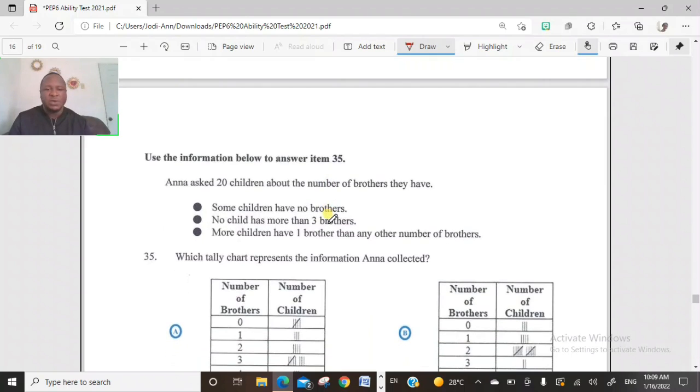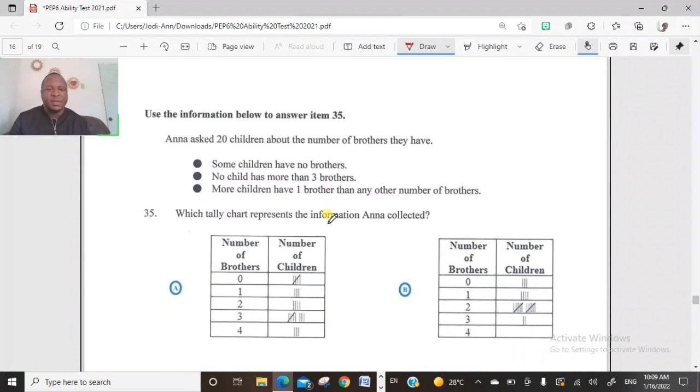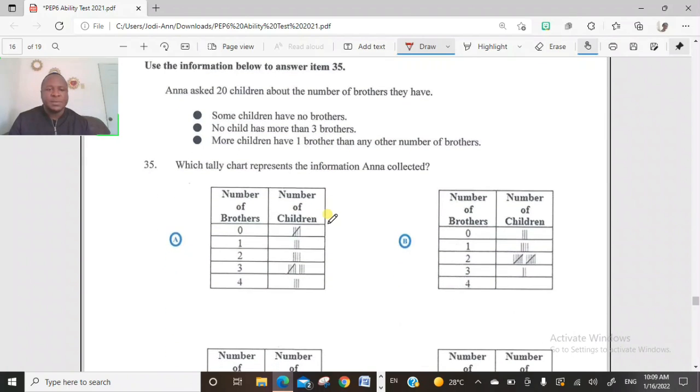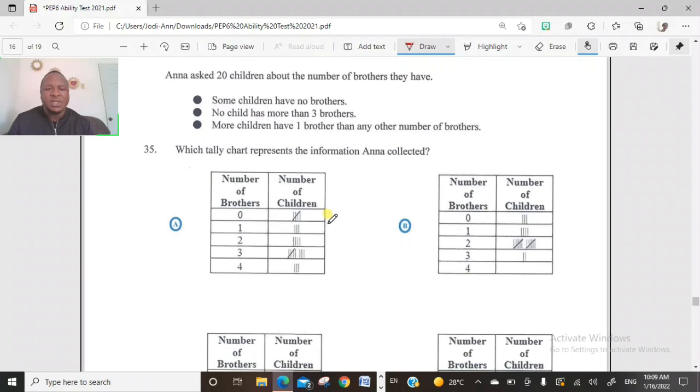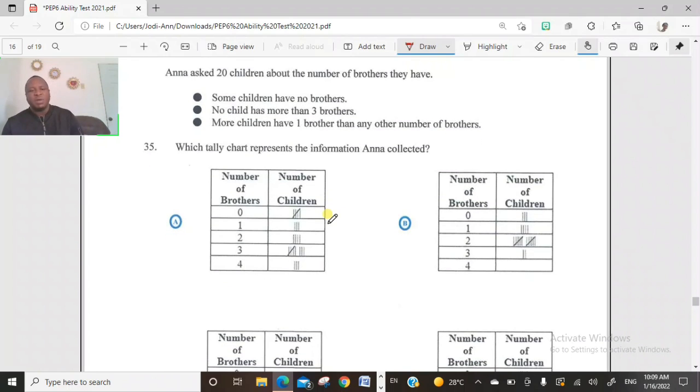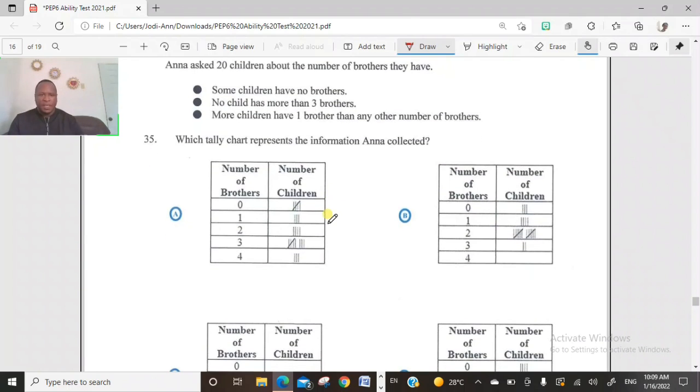Moving on to item 35, it says use the information below to answer item 35. All right. Now, Anna asks 23 children about the number of brothers they have. Some children have no brothers. No children has more than 3 brothers. More children have 1 brother than any other number of brothers.